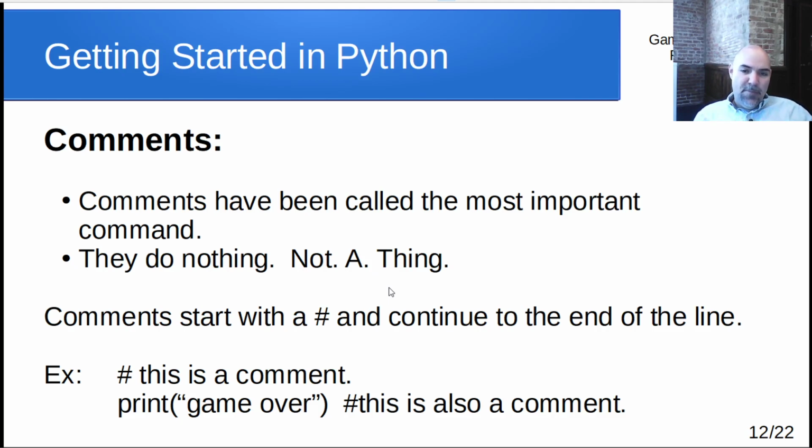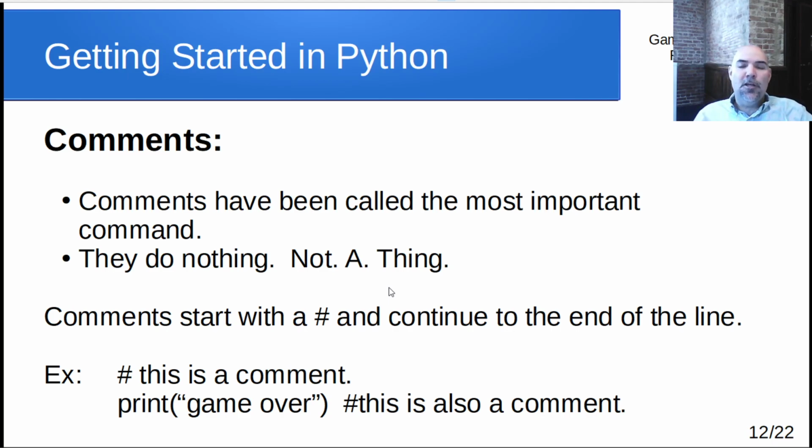Comments have been called by programmers and software engineers the most important command, and they do absolutely nothing. Not one single thing do comments do when you run your code. So why would they be important if they don't do anything? Essentially, they're a way to give a note to yourself as a programmer, or a note to other programmers, or a way to mark something in the code, like a to-do list: go back and fix this later, or add the AI logic here later.